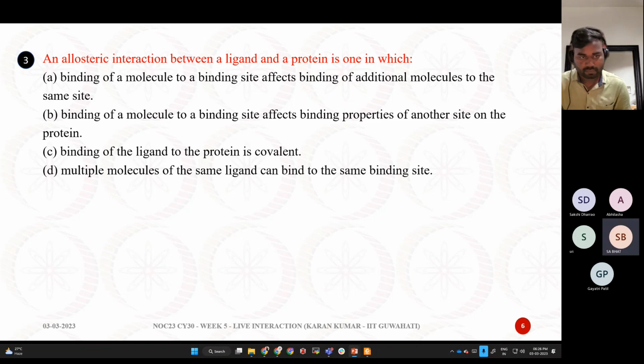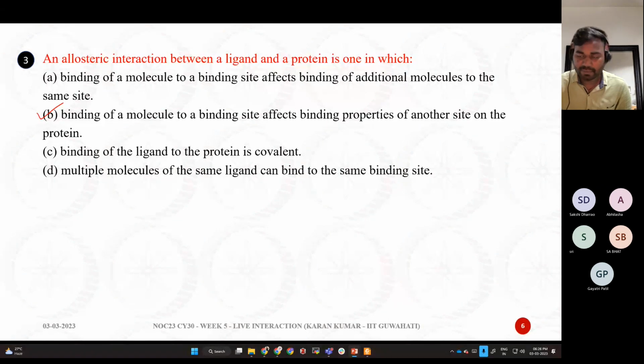So option B. Option B? Yes, sir. Binding of a molecule to the binding site affects the binding properties of another binding site on the protein. Very good. This is termed the allosteric interaction. And similarly, if it is operating in a positive manner, then it is also called positive cooperativity. And if this interaction is inhibiting, then it is called allosteric inhibition. Okay, and if it is on the positive side, then it is called allosteric activation.